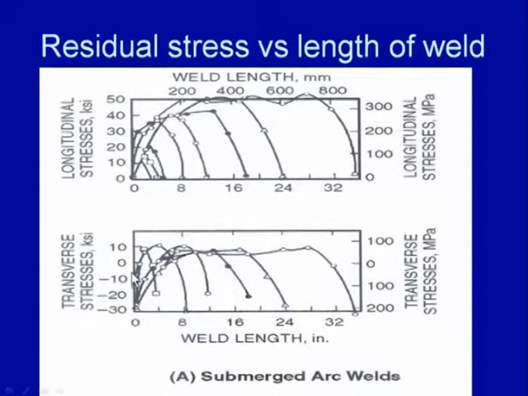Now we can see the tensile stresses in the transverse direction, the transverse stresses along the length of the weld. Here we can see the transverse residual stress also has its maximum magnitude at the ends. We have one nature of the residual stress at the ends, while at the center we have another nature. It is positive at the center of the weld and negative at the ends of the plate.